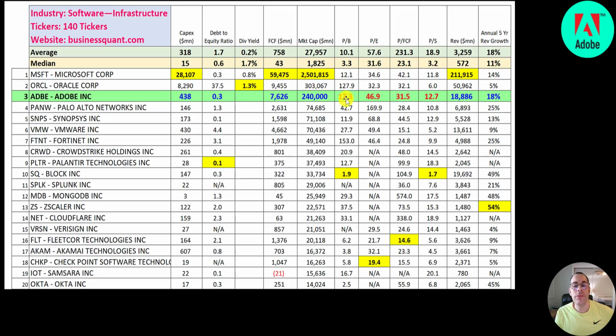Adobe seems overvalued according to their price multiples. Their price to book, PE, price to free cash flow, and price to sales are a lot worse than the median. But their PE, price to free cash flow, and price to sales are better than the average.